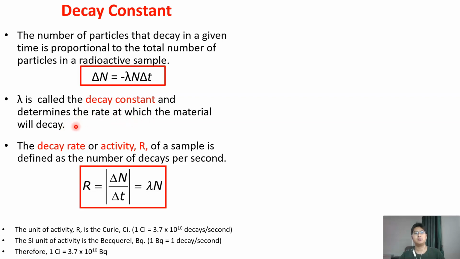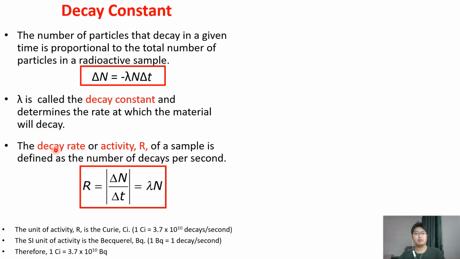Please do not confuse this with the wavelength. Lambda is a Greek letter and it can be symbolized as anything. In this case, it represents the decay constant, not the wavelength. So this lambda is the decay constant.